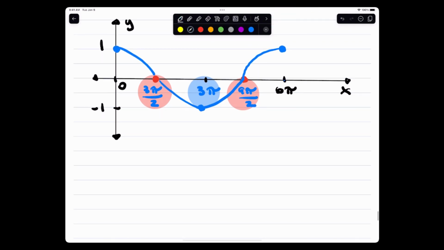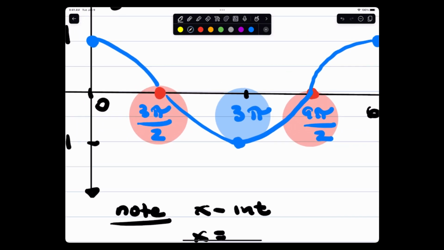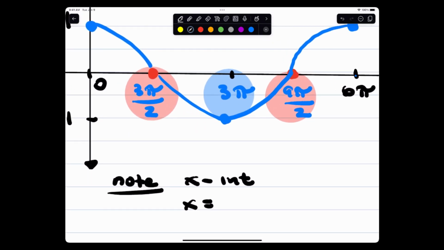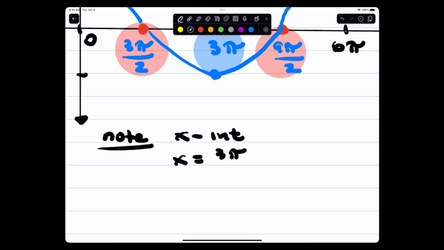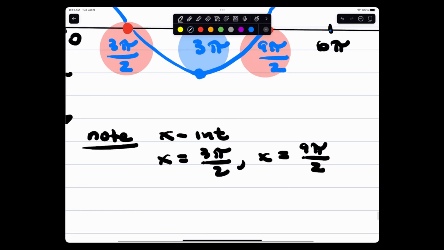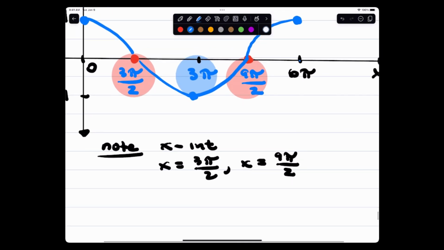So remember the questions I usually ask as well. I want you guys to note here what you need to know is where are the x-intercept values? What are the x-intercepts? They happen at two locations. An x-intercept is where your curve hits the x-axis. They're in red. It happens when x is what? 3 pi over 2, and when x is what? 9 pi over 2. Is that true? These are the red points. And there it is, ladies and gentlemen.